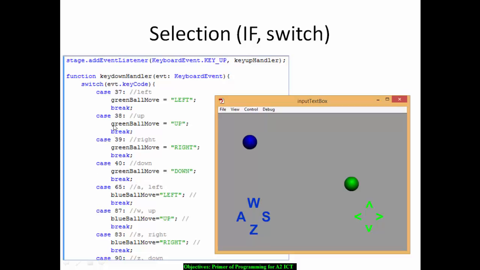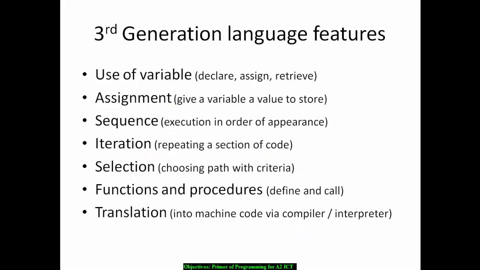If it's not one of the values listed here, then it will be ignored. It only reacts when it's 37, by moving the green ball left. And when it's 38, moving the ball up, and so on. That's using a switch statement to change the sequence, to change which line of the code instructions is executed. That's selection using the if statement and switch statement. We have seen one if statement earlier. I'm going to quickly show you where we saw that.